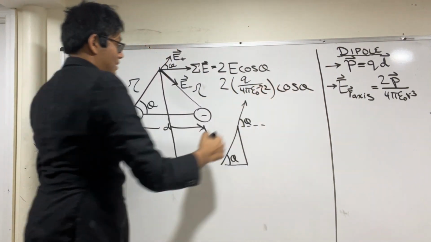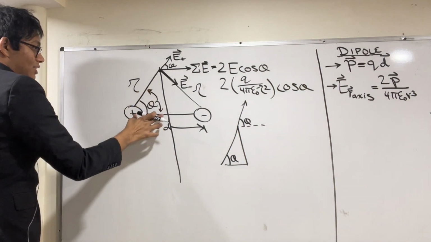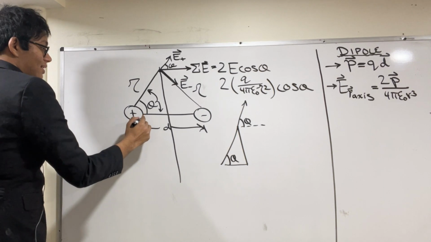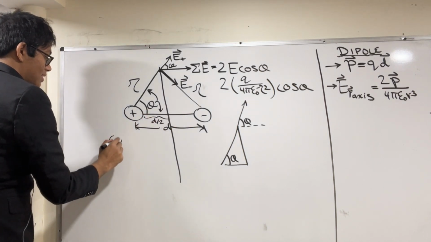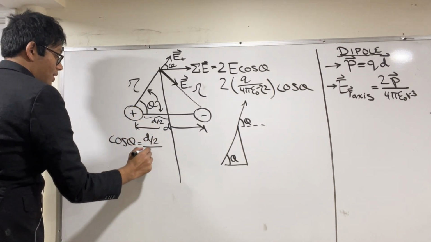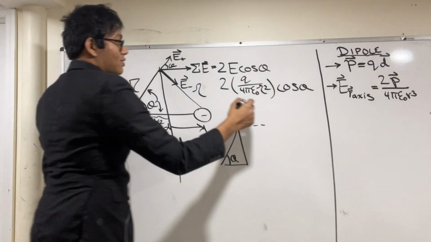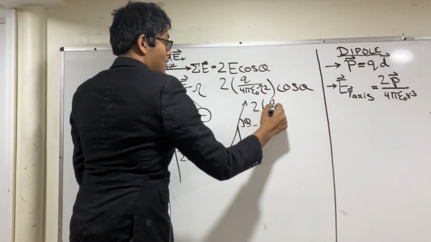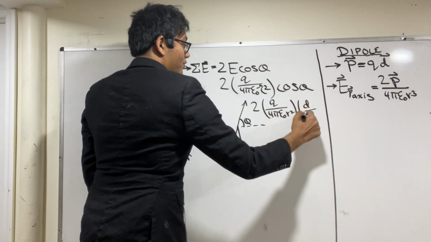But what's cosine theta? Well, notice cosine theta is adjacent over hypotenuse. Adjacent being, well, this, what is that? That's half the charge separation, d over 2. So cosine theta can simply be written as adjacent over hypotenuse, or d over 2 over r. So I'm going to write this as 2q over 4 pi epsilon naught r squared, times d over 2r.